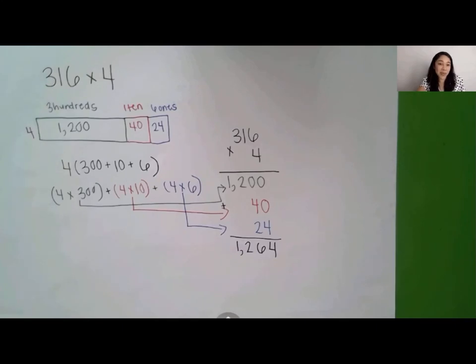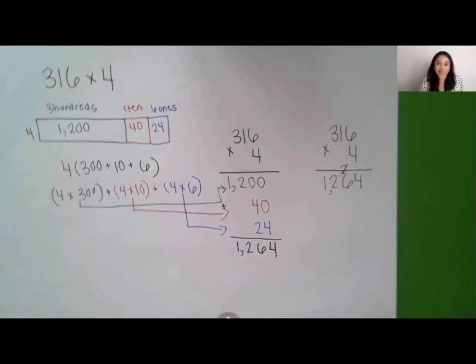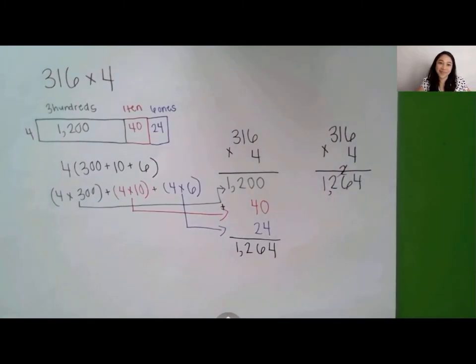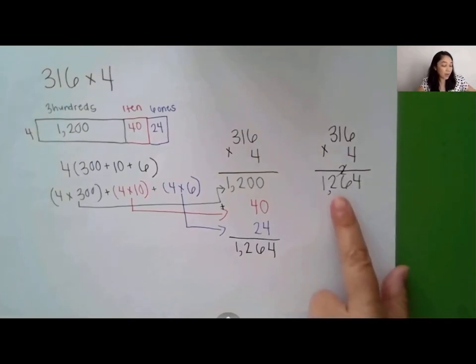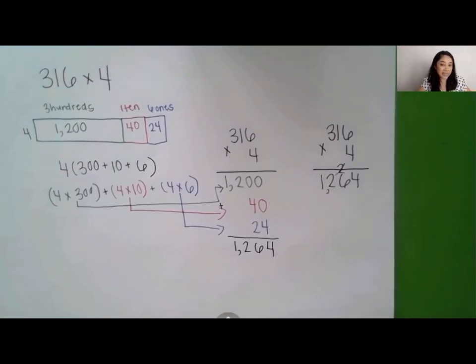Next, I'd like you to pause the video here to do two things. First, go ahead and solve 316 times 4 using the standard algorithm. Then, I'd like you to compare it to the area model. Be ready to discuss when you get back. Welcome back. Go ahead and take a moment now to compare your standard algorithm with mine. Here we can see that we solved using the standard algorithm and we got the same answer, 1,264.